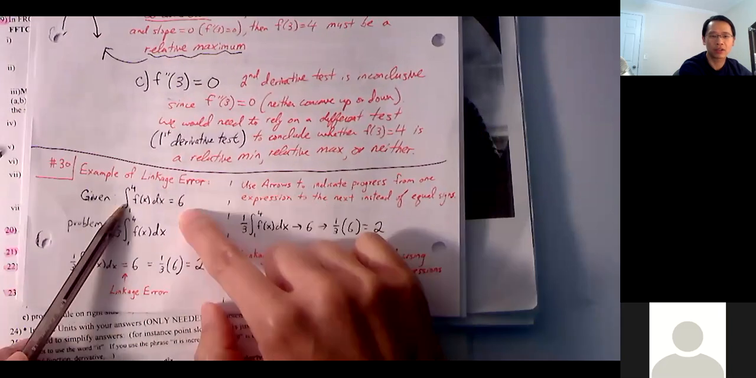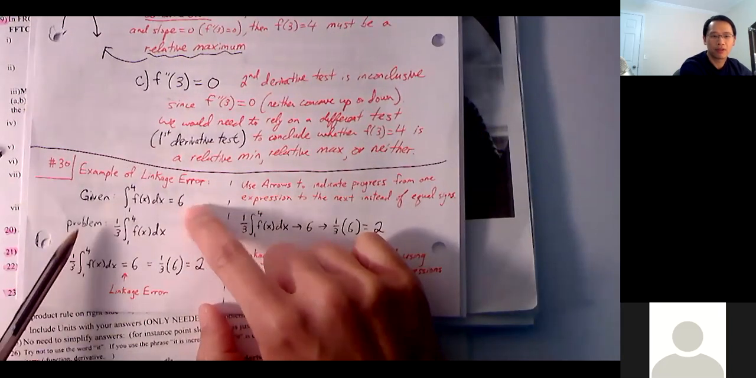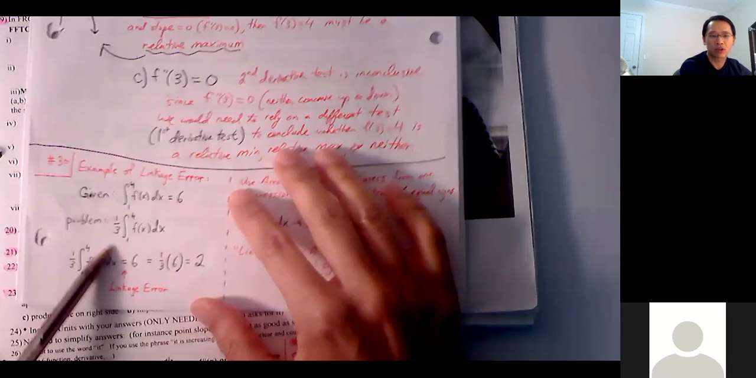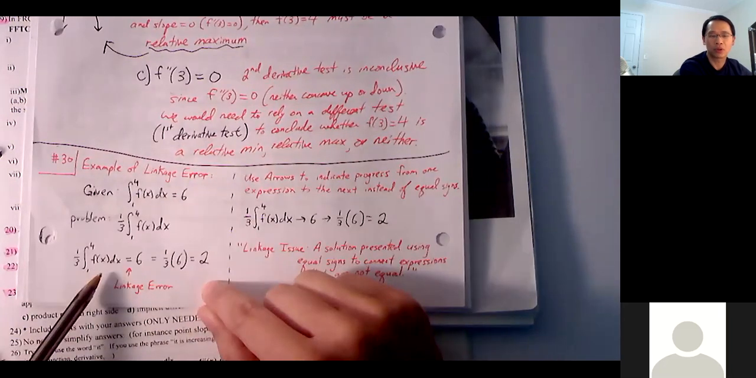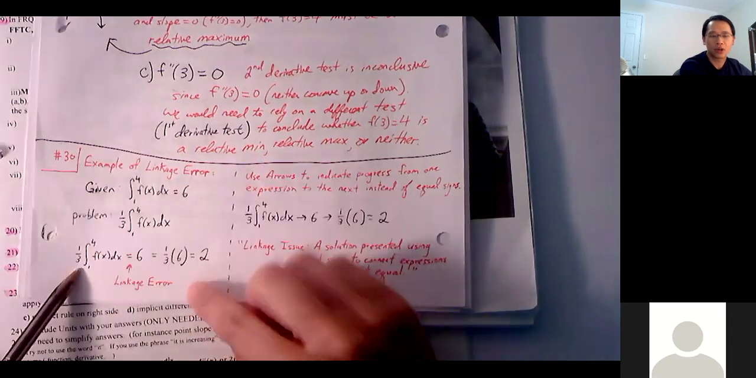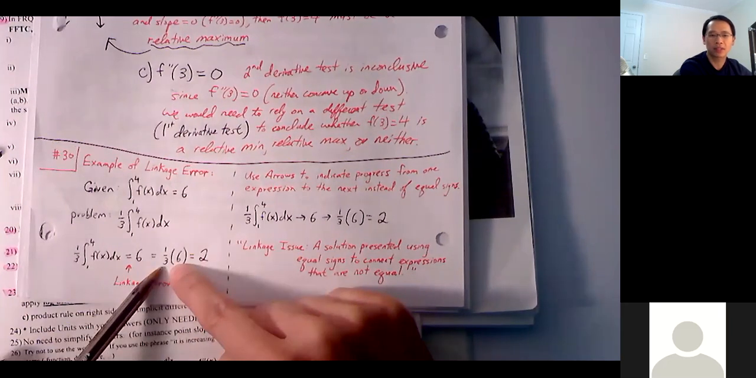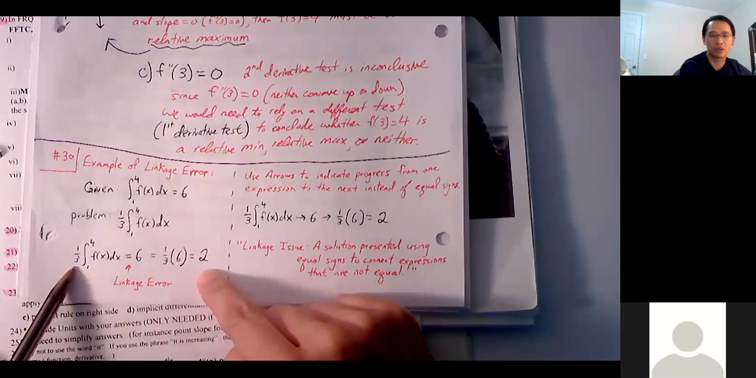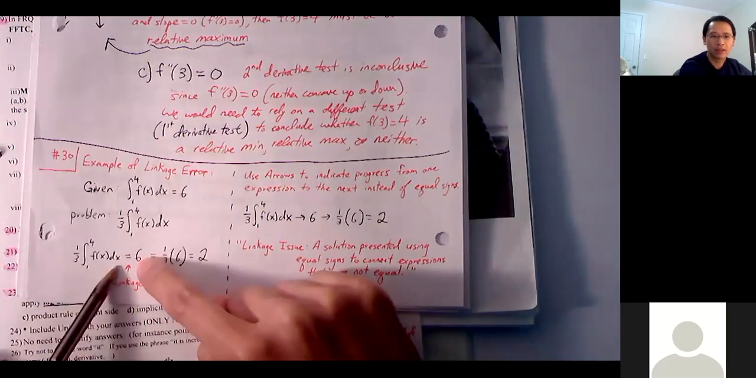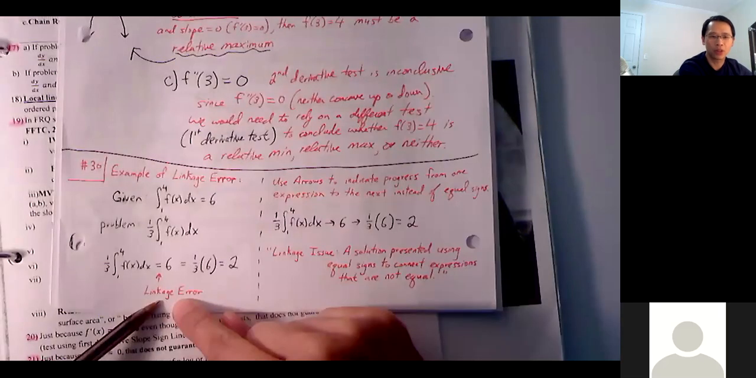So let's say your definite integral from 1 to 4 of f of x is equal to 6, and the problem says find the definite integral from 1 to 3 of that. And so I say, okay, this is equal to 6 because I substitute with 6, and then I bring the 1/3 into it. So 1/3. In the end, my answer is correct, right? This is equal to 2. But along the way, there's an error. This is a linkage error because 1/3 times 6 is not equal to 6.